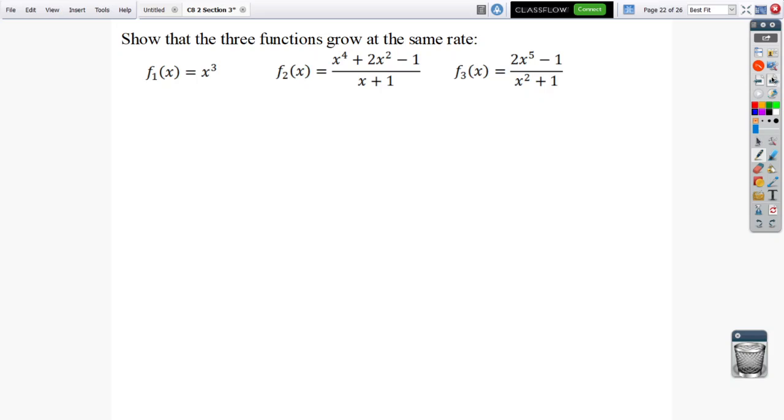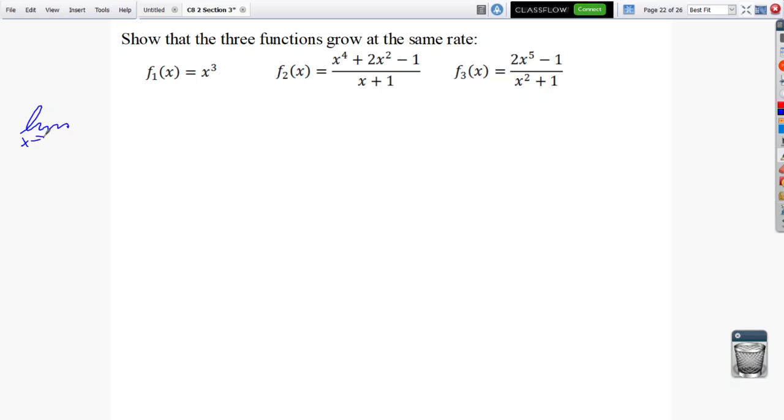So what I'm going to do, I'm going to compare F2 to F1 and F3 to F1. Why am I comparing them all to F1? Well, that's because F1's the simplest looking function. This one looks very scary. I do know that it's going to start out as limit as x approaches infinity, and if I'm comparing F2 to F1, I want this on the top. So I'm going to have x to the fourth plus 2x squared minus 1 over x plus 1, over x cubed. That looks scary. Again, we all know that I hate nested fractions.